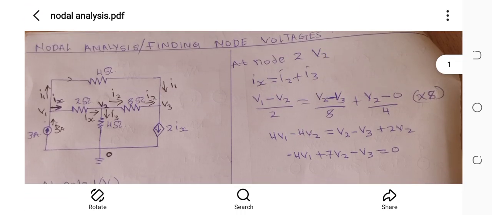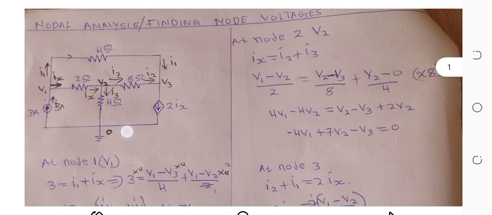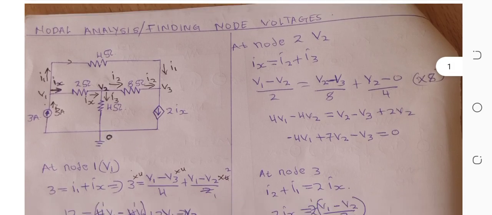Equation 2 is what we are having here at node 2. And remember, when you are doing nodal analysis, you must have a reference node. So our reference node is this node that is grounded. If you are not given one, take any node, any point, and make it your reference node, but take the node that has many connections in the circuit.